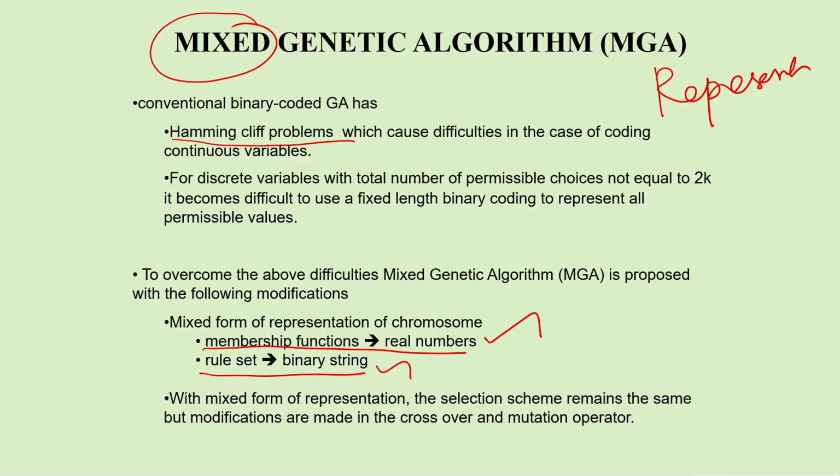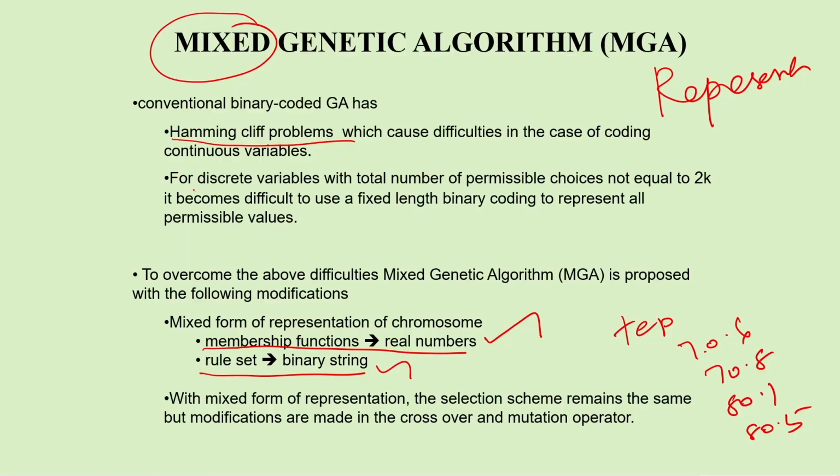Suppose your data, for example temperature, is one variable, and the temperature is 70.6, 70.8, 80.1, 80.5, like that. If the temperature is a continuous variable, let us take it as an example. If you want to code, that means convert the binary value into its equivalent decimal fractional or continuous value, you may face the conventional Hamming cliff problem.